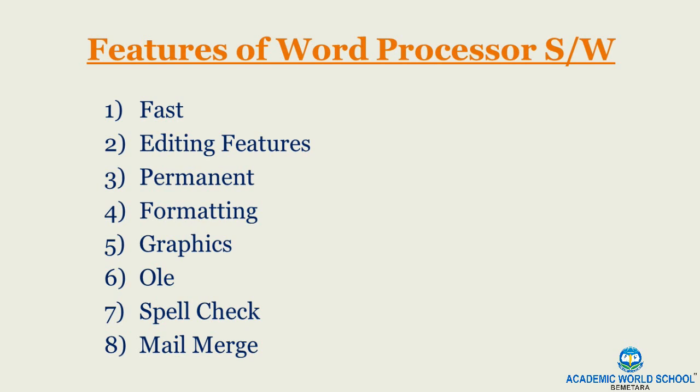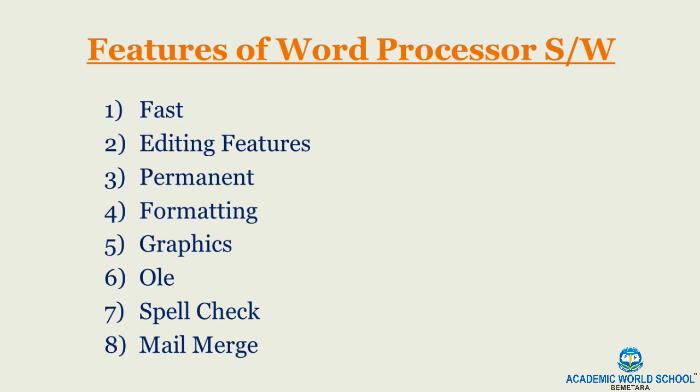Editing feature. Editing feature means what? Suppose you have written a letter and you want to modify it, so easily you can do that with the word processor. Next is permanent. Permanent means, suppose you have written a letter and you require that letter for future use. At that time, you can save your letter in the word processor, and it can be used whenever you require.